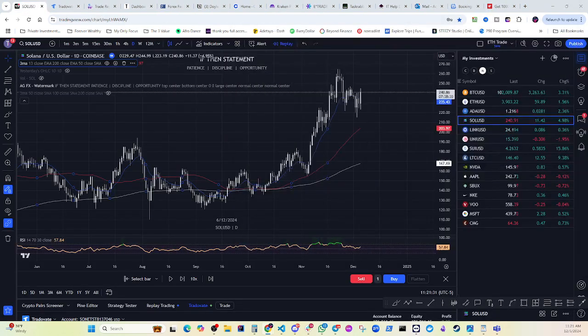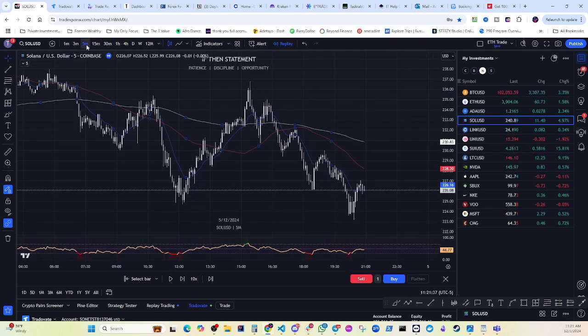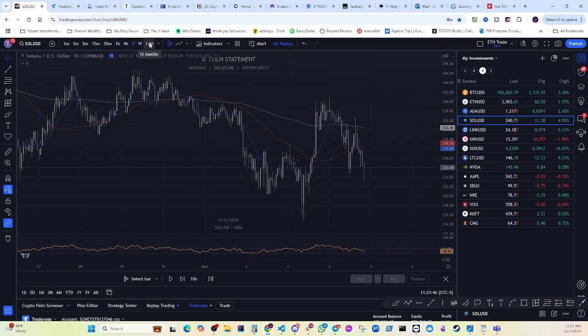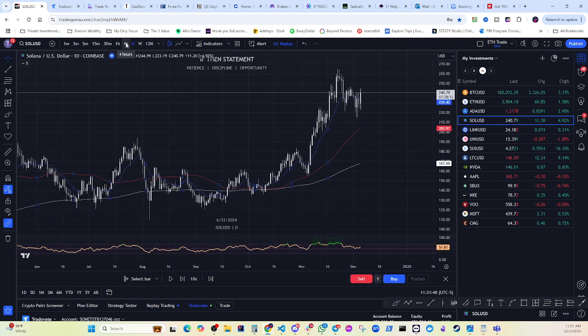Step number two. For me, I scalp. So if I'm scalping, I'm going to be on a 5 minute. If you're day trading, you want to be on the 1 hour. If you're swing trading or anything above day trading, you want to be on a 4 hour or more, or daily.